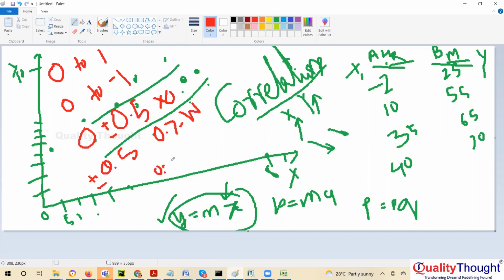0.7 to 0.8, plus or minus both, we call it moderate. Moderate is something between weak and strong, and more than 0.8 is strong correlation. Okay, so that's what it says.